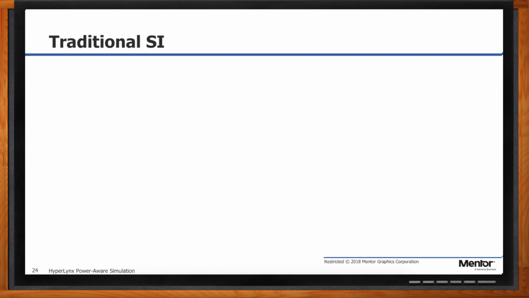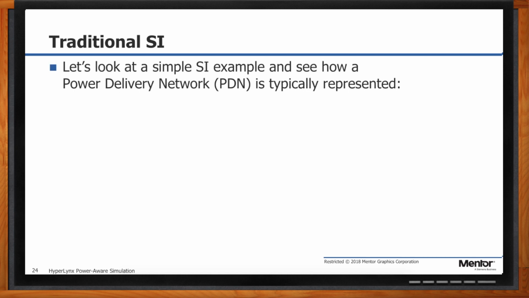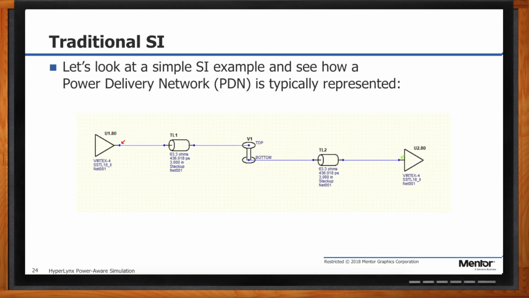By way of analysis, let's take a look at this. Let's look at a really simple SI analysis. I like to break things down into their very basic pieces and then build back up. So I don't know how you get any simpler than this, right? We have a driver going through a via connected to a receiver, and then we've got a length of trace in and out of the vias. That's about as simple as it gets. We've got a part and transmission lines in a via.